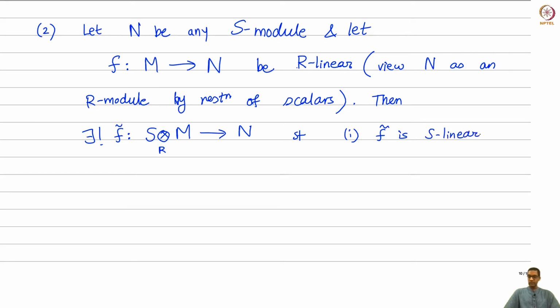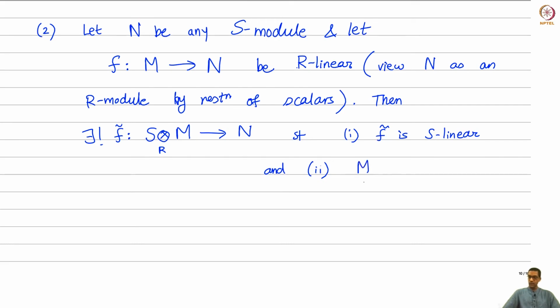Now observe F tilde: the right hand side, N, is an S module, and the left hand side, S tensor M, is also an S module, right? So it makes sense to talk about S linearity here, and what we are claiming is that this map F tilde will actually be S linear, and it will make the diagram commute. And what diagram commutes?